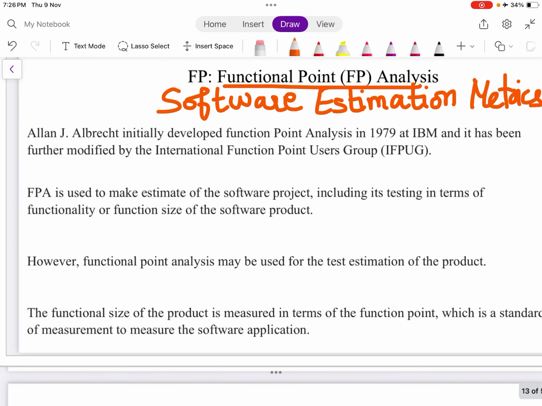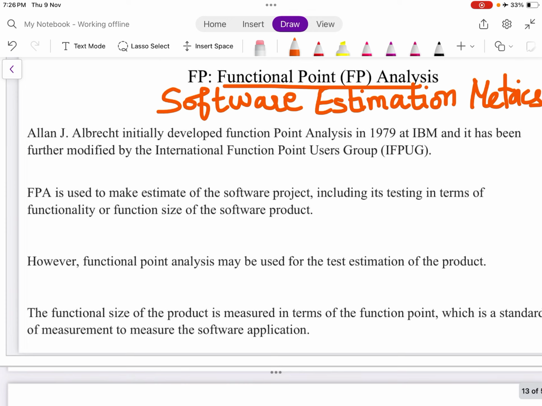Function Point Analysis (FPA). Alan Albrecht initially developed function point analysis in the year 1979 at IBM, and it has been further modified by the International Function Point Users Group (IFPUG). FPA is used to make estimates of the software project, including its testing, in terms of functionality or function size of the software product.